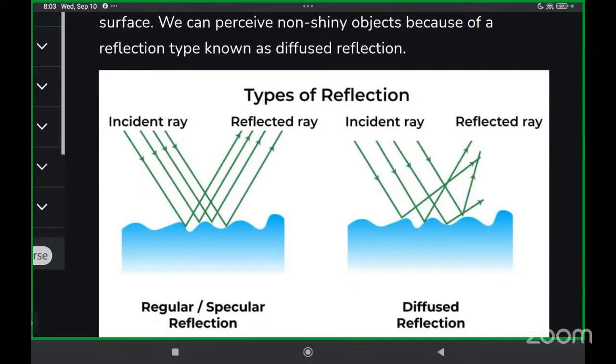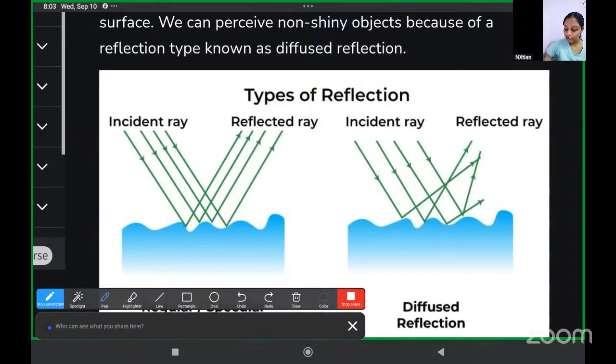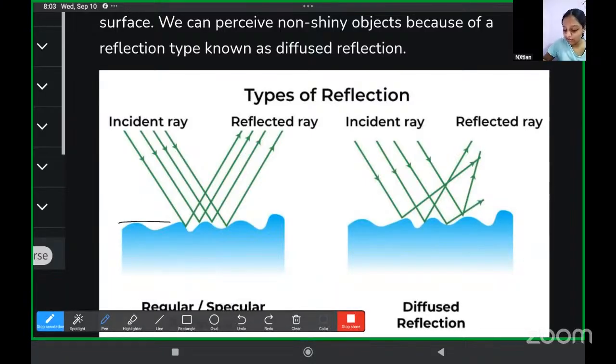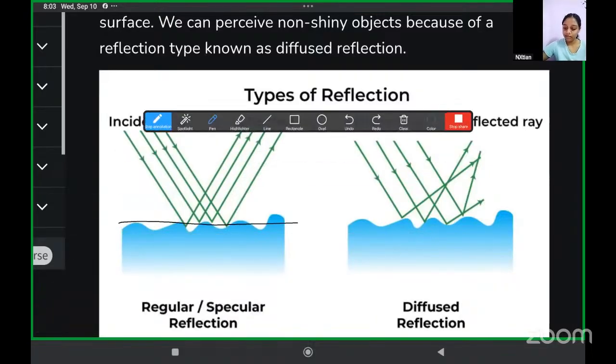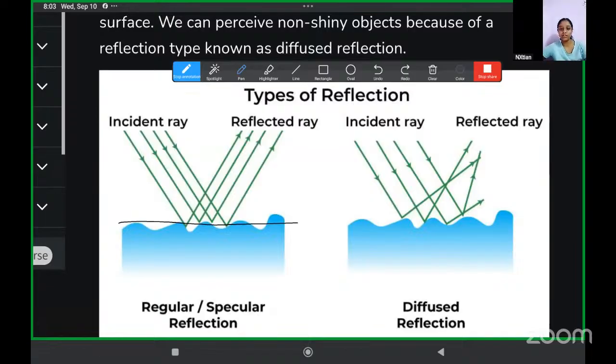Ma'am, I have a question. These diagrams, I'm not sure, ma'am, but I think they're wrong. Because for regular reflection, I think it should be a smooth surface, it should not be wavy. Yes, that was what I was thinking too, Abraham. For regular reflection, make a straight line. For diffused, you can make it wavy.